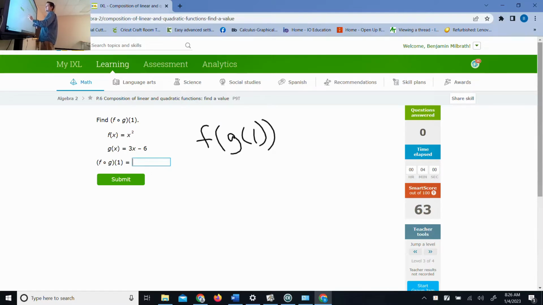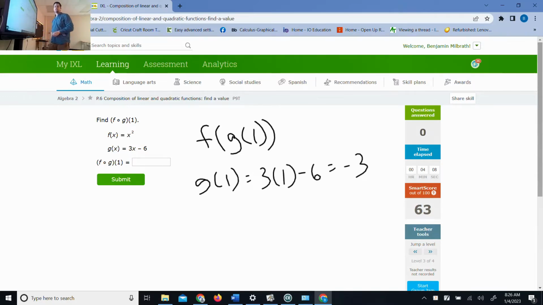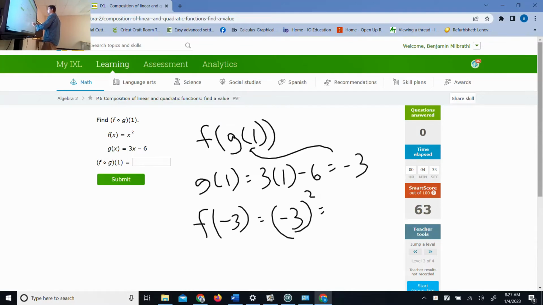The first thing I'm going to do again is find g of 1. That's 3 times 1 minus 6. I guess this is why it's more difficult, because we have negative numbers, right? That just bugs the living daylights out of kids. But I know that g of 1 is negative 3, so now the goal is to replace g of 1 with negative 3 and discover what f of negative 3 is. It's negative 3 all squared, which is going to be positive 9.